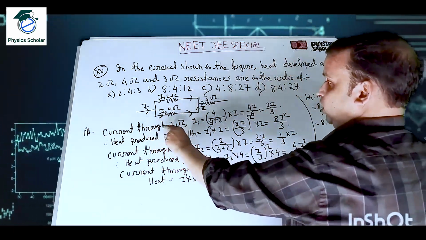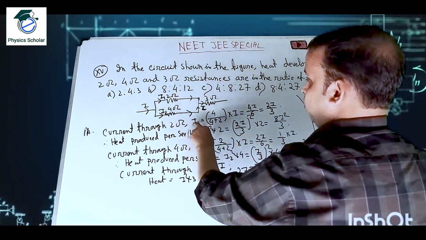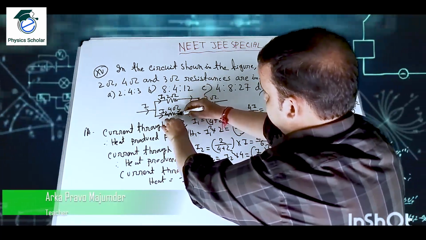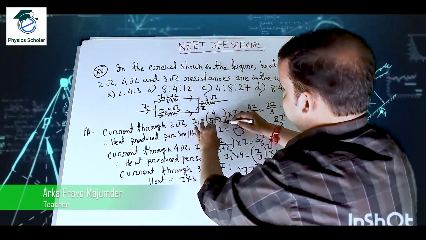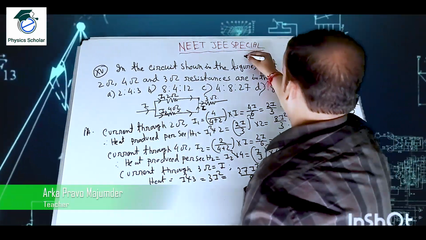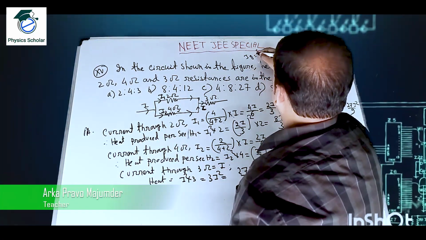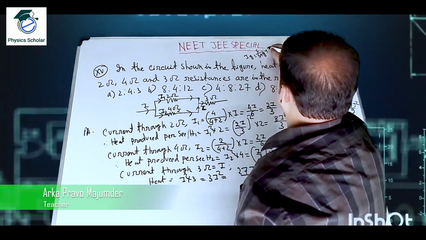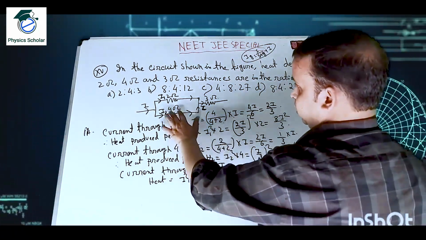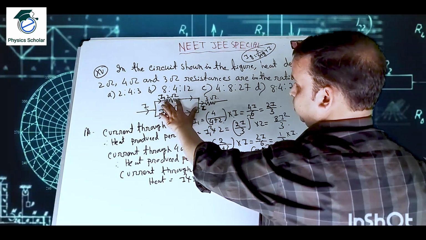So the current through the 2 ohm resistor I1 is equal to what? The resistance of the other branch divided by the sum of the two resistances, into the main current I. Clear? That is the galvanometer. Suppose IG, how can we write? S by S plus G into I. Clear? So this is the formula. Here this is the current through this resistor.